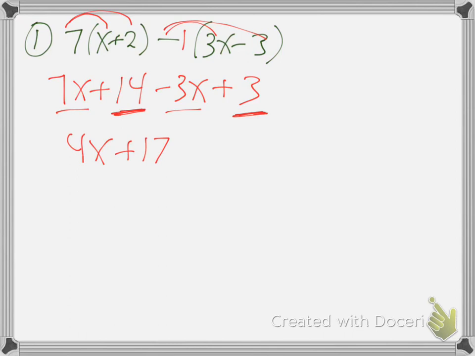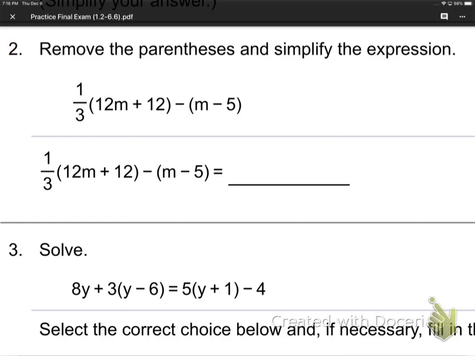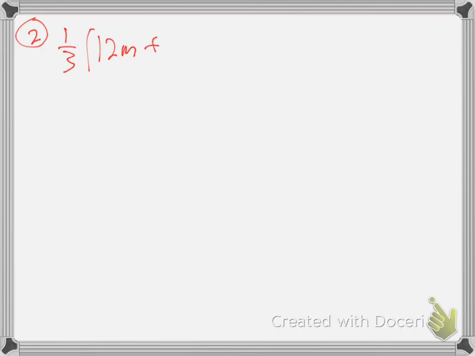So as I'm going over, there are like 20-some fractions there. Same kind of thing. Distribute through those parentheses. Maybe I can make it bigger. 1/3 of 12m plus 12, minus parenthesis m minus 5. So number 2.